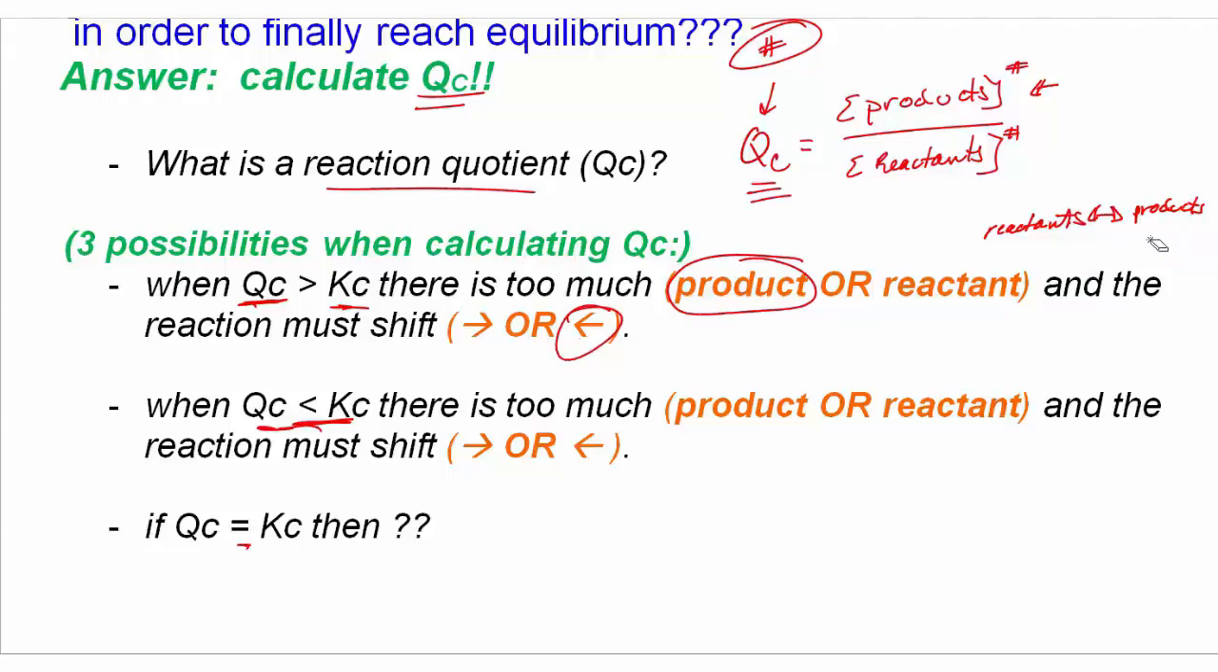When Qc is smaller than Kc, that means there's now too much reactant, right? The number's too small. So we're dividing by too big of a number. We have too much reactant. So now it has to shift to form products. We do the math, and we get Qc to match Kc. Then we're at equilibrium. That's the only time you're at equilibrium.